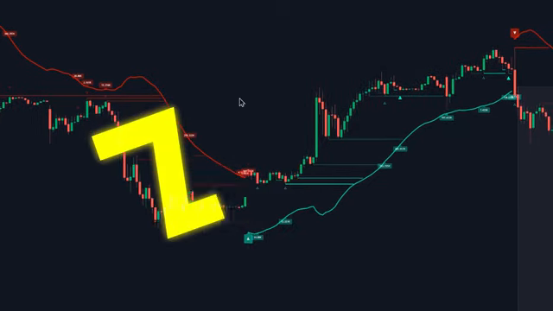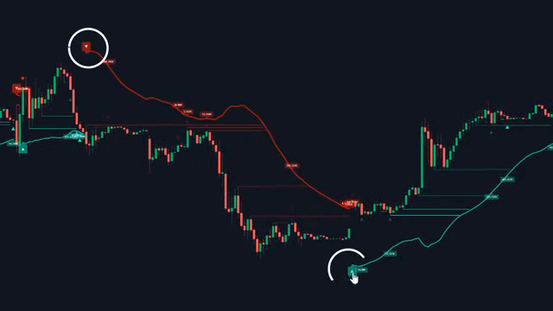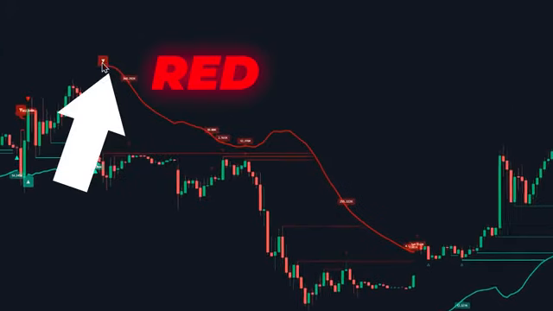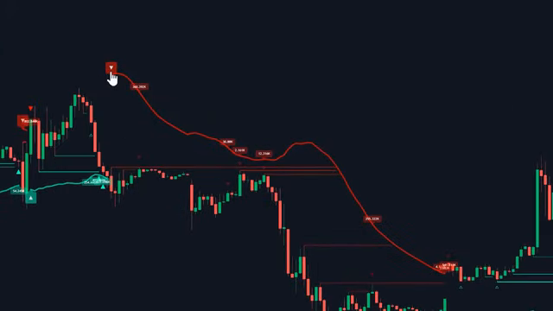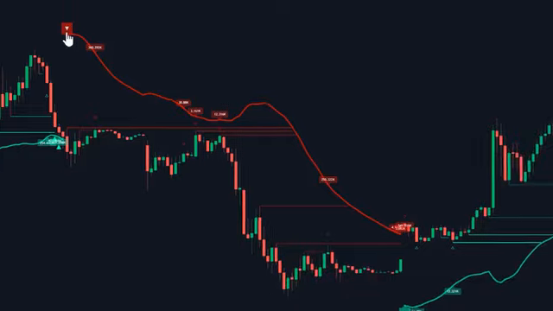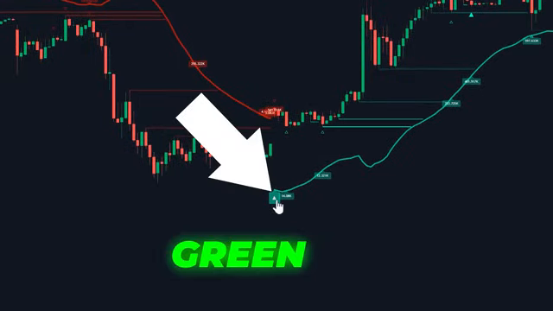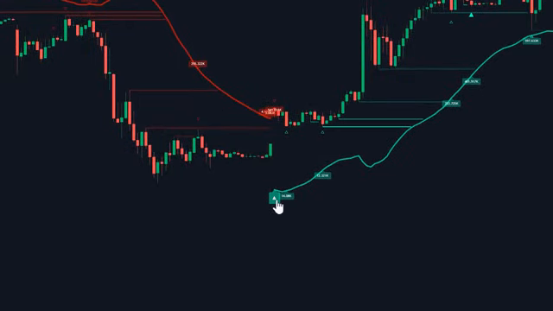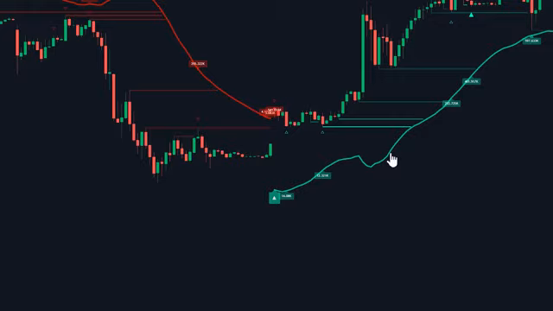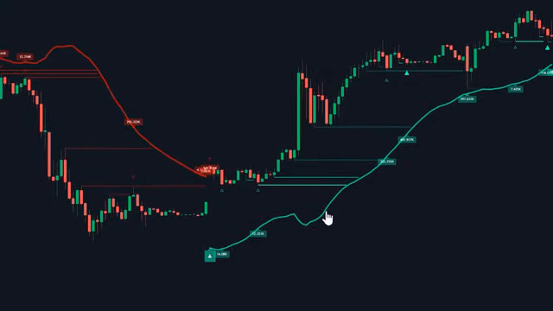You'll also notice trend shift triangles, which appear during transitions between bullish and bearish trends. A red triangle appears when the trend shifts from bullish to bearish. A green triangle appears when the trend shifts from bearish to bullish. The trend filter works by calculating a basis and defining trend shifts when the closing price crosses above or below the upper or lower bands, respectively.